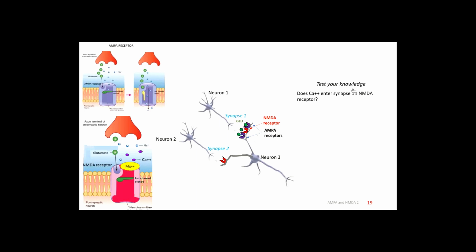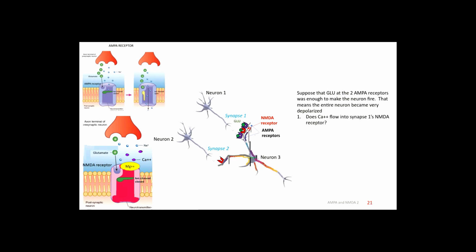Next. In that situation, does calcium, now don't answer yet, does calcium enter synapse 1's NMDA receptor? Now, we gave a scenario where we said, well, glutamate's going to bind to the AMPA receptors and the neuron's going to fire. But if we didn't know that, we would have to hold off before answering this question. And we would have to say, yes, assuming, exactly, Afan, if the neuron is strongly depolarized. So if the neuron is very depolarized, then we say, does calcium flow into synapse 1's NMDA receptor? And the answer is going to be yes.